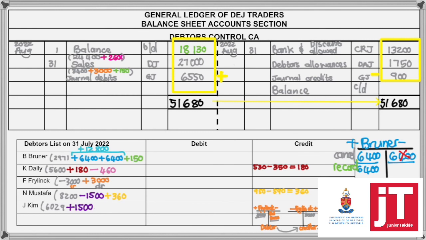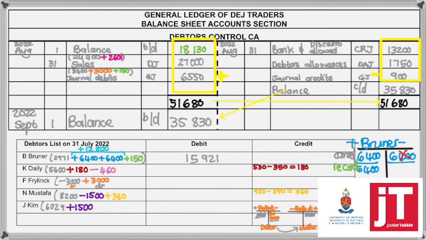And you carry it over to the credit side, and then you must minus all your credits off, and then you get a balance of 35,830 Rand carried down, which becomes your balance brought down on the 1st of September, 35,830. And then you have to do the same, but for the debtors list.